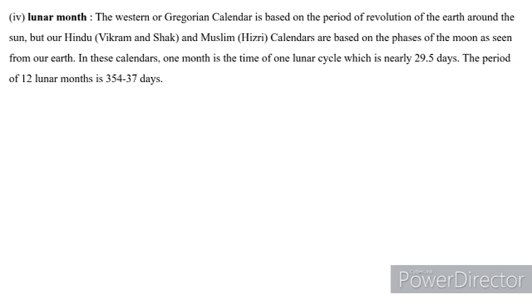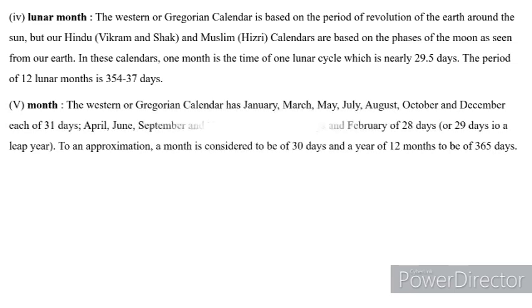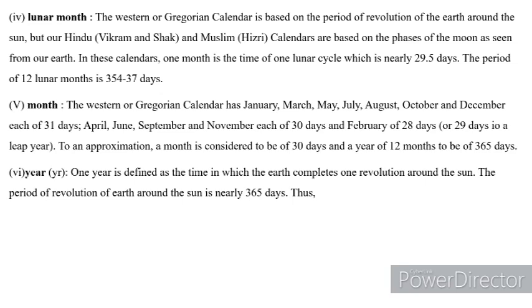Now the lunar month, that is what is followed by Indians. Westerners follow the Gregorian calendar. Based on the lunar calendar, 1 month is 29.5 days, and the period of 12 lunar months is equal to 354 or 337 days. It varies. The month followed by Westerners is the Gregorian calendar, where certain months have 31 days and certain months have 30 days, and February has 28 days, and in a leap year it comes to 29, and in 12 months we have 365 days. That is a standard version, right?